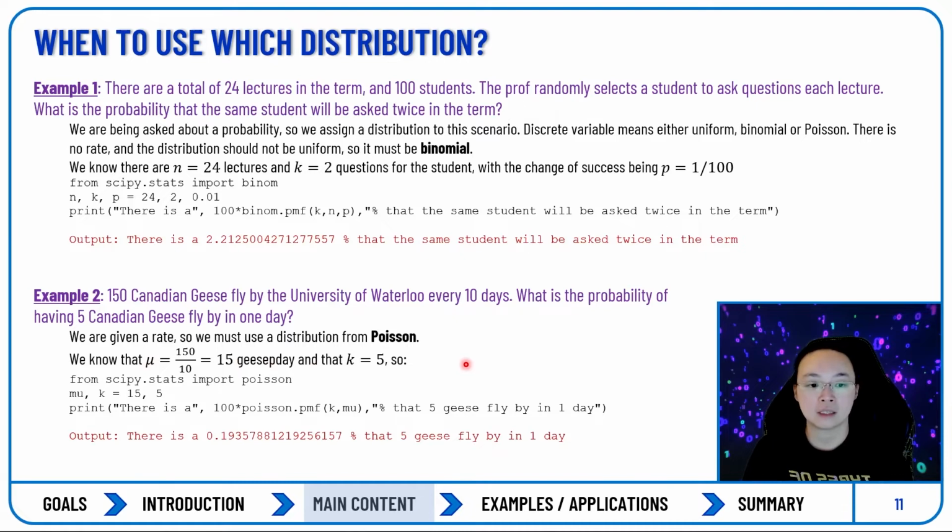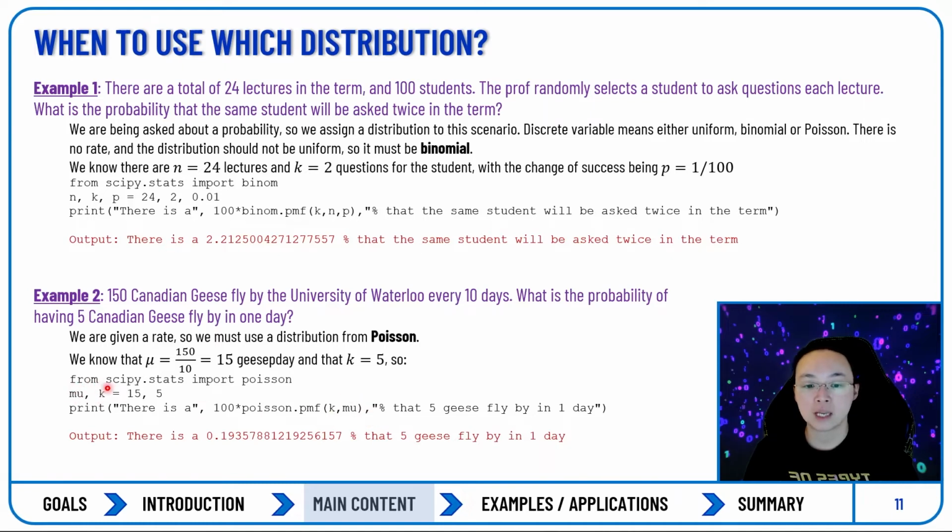And we want to be able to figure out the probability of 5 geese flying by in one day. So we're going to use the Poisson function from scipy.stats. We define mu and k as 15 and 5 respectively. And then we just use the PMF function with k and mu.